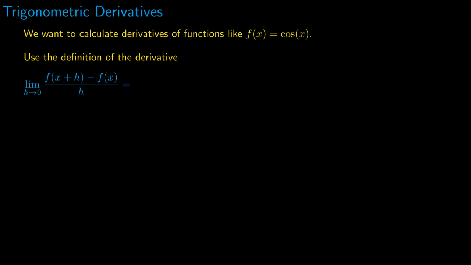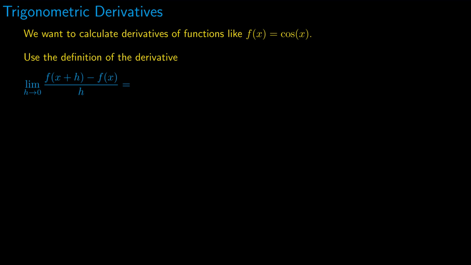So we want to be able to calculate derivatives of functions like sine or cosine of x. And to do this, we're going to use the definition of the derivative. So the derivative is given by the limit as h goes to 0 of f of x plus h minus f of x all over h.